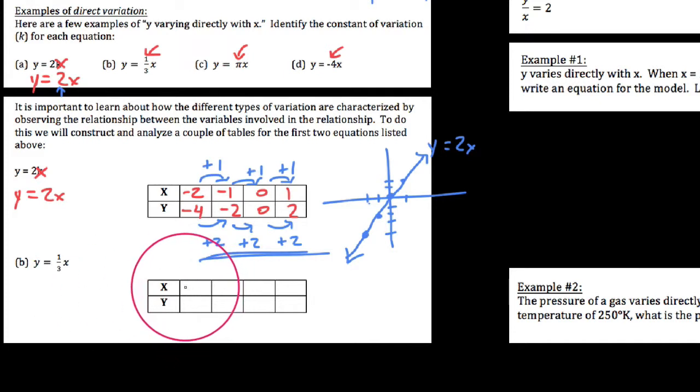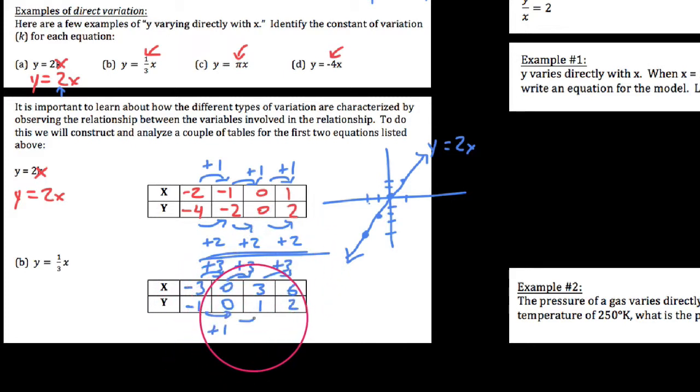So again here, if I were going to plug in convenient values, like maybe -3, 0, 3, and 6, because I'm multiplying by a third, times -3 they're reciprocals, so I get 1, and it'd be negative. Anything times 0 is 0, and 3 times a third is 1, and 6 times a third is 2. Again, this would be direct variation, because as our x value goes up every time, so does our y value. It's just going up by a difference of 1 every time.